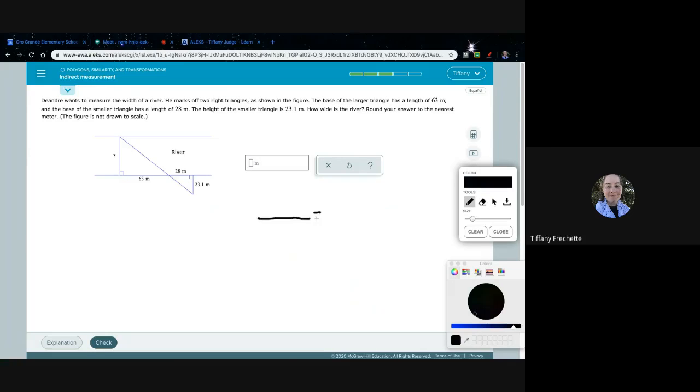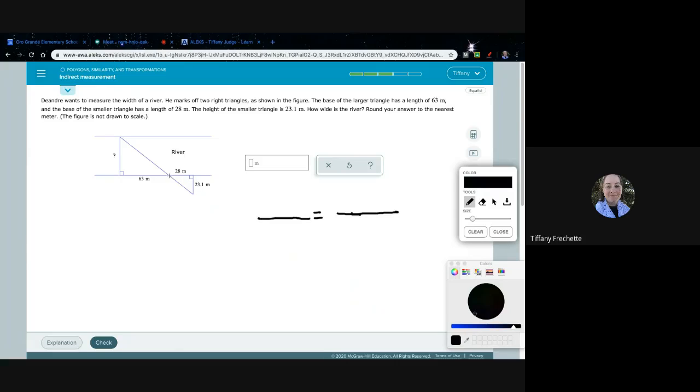Okay, so we know we're going to do a proportion here. So this one is a little different. It says DeAndre wants to measure the width of the river. So here's the width of the river here, the question mark. He marks off 2 right triangles, as shown in the figure. The base of the larger triangle has a length of 63, so they're showing us this. So they've marked the triangle for us this time. And the base of the smaller triangle has 28.